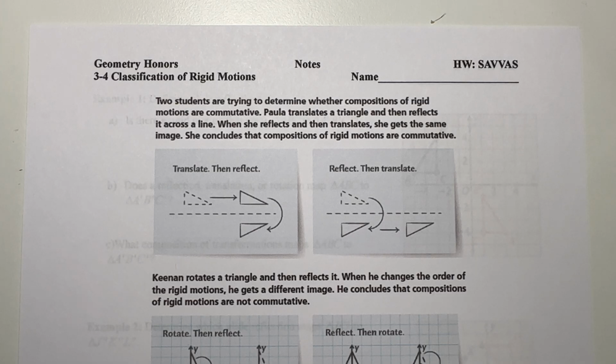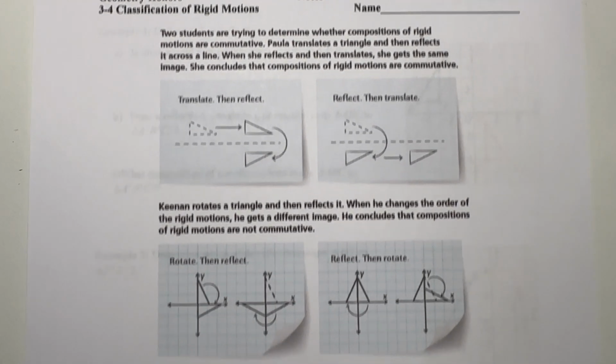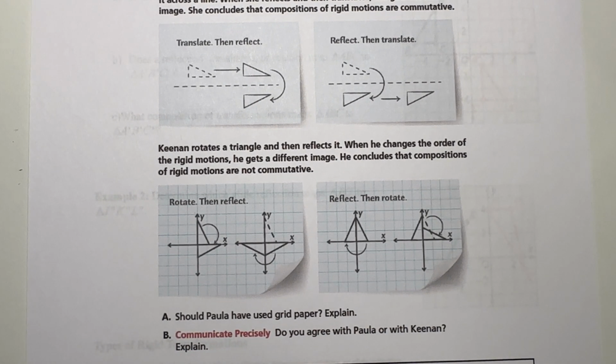Keenan rotates a triangle, then reflects it. So that's what he's doing down here. When he changes the order of the rigid motions, he gets a different image. He concludes that compositions of rigid motions are not commutative.